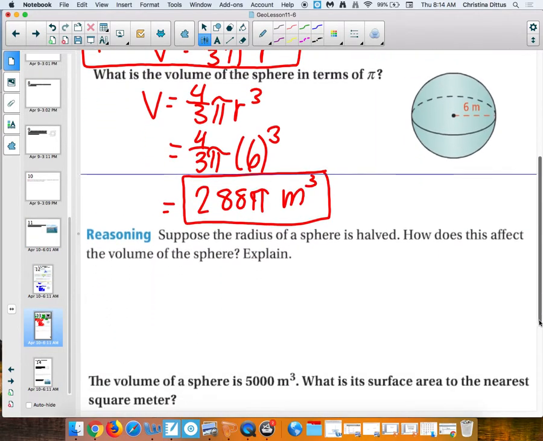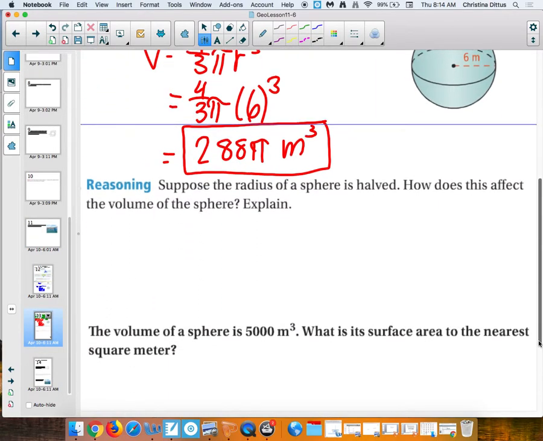Okay, in this next one, it's kind of like what we did. I think we did one last chapter, maybe it was early this chapter. It says suppose the radius of a sphere is halved. How does this affect the volume of the sphere? Remember volume formula: 4/3 pi r cubed.